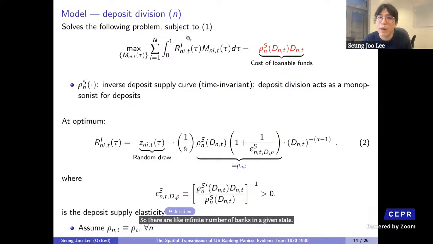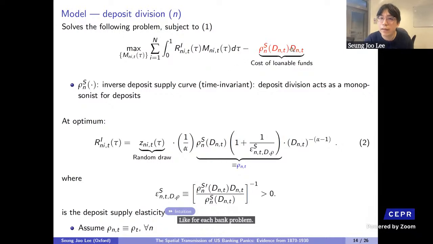So you have no power over this rate, but you take this rate as given, okay? And then you have some monopsony power over deposit. Because there is only a representative bank, they get all the deposit, so they can collectively decide their rate on the deposit. This is not very important, but it makes the problem concave, so that we have a nice optimum for each bank problem.